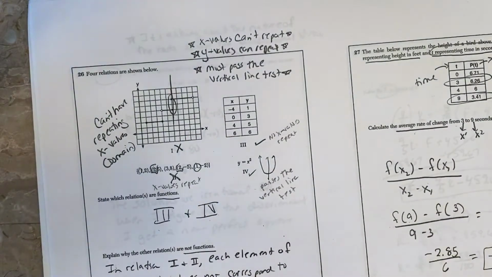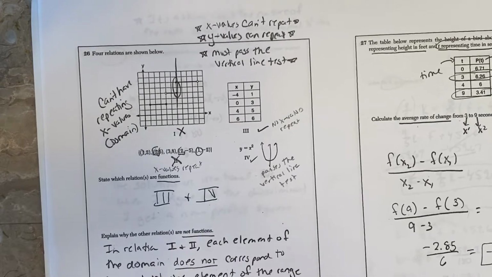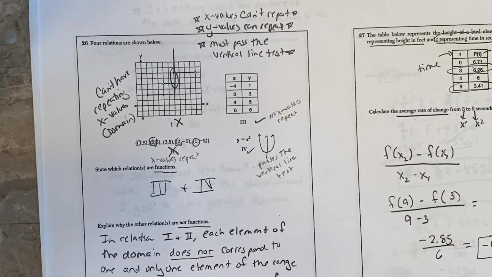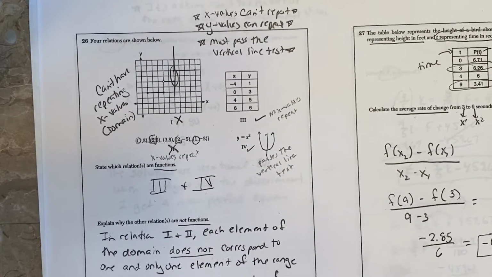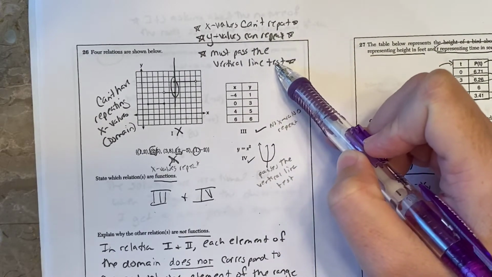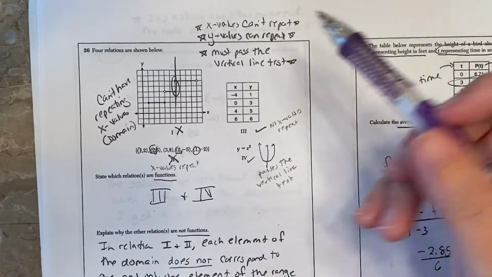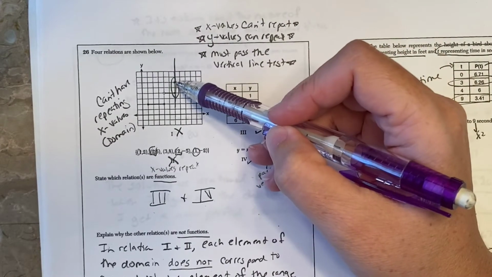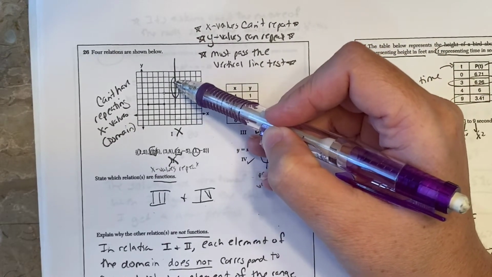All right. 26. 4 relations are shown below. State which relations are functions. So, they love to always ask these kind of questions, okay? So remember, x values cannot repeat, y can. It must pass the vertical line test. Those are all the things that make a function. So for the first one, this one fails the vertical line test. You have 2 filled in dots right there.